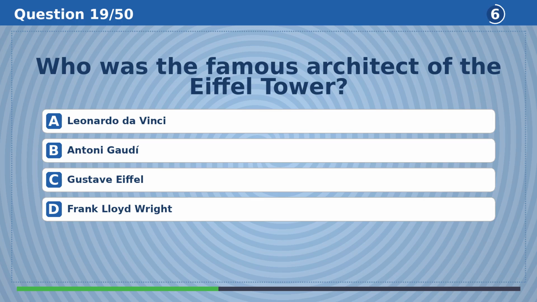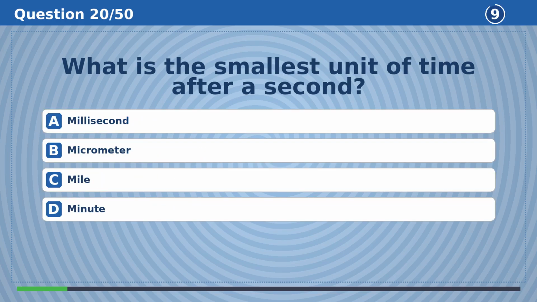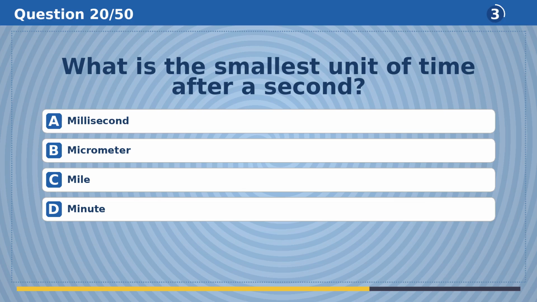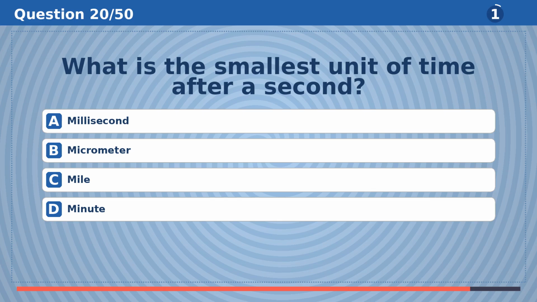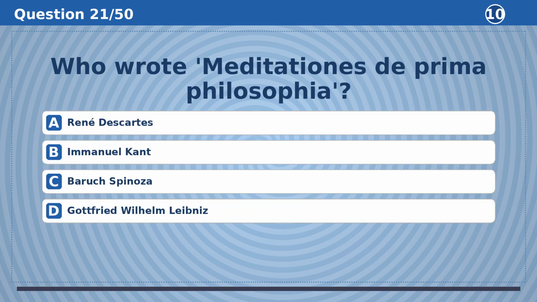Who is the famous architect of the Eiffel Tower? The answer is C. Gustave Eiffel. What is the smallest unit of time after a second? The answer is A. Millisecond.